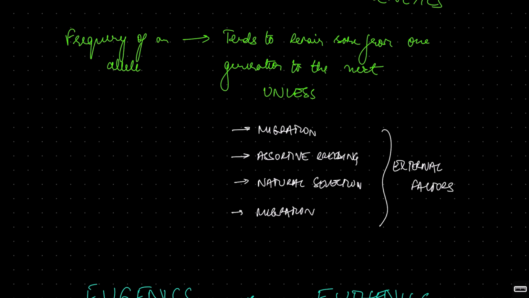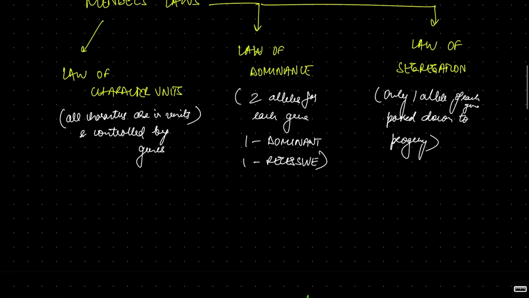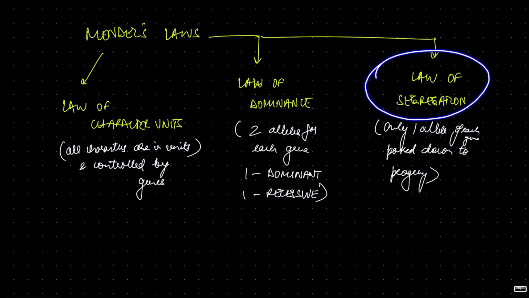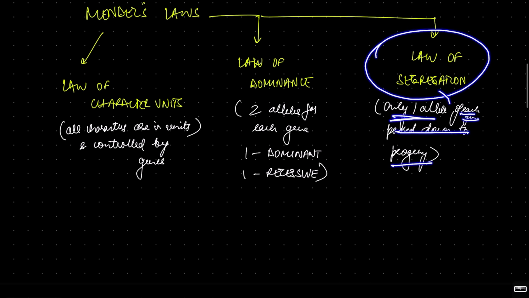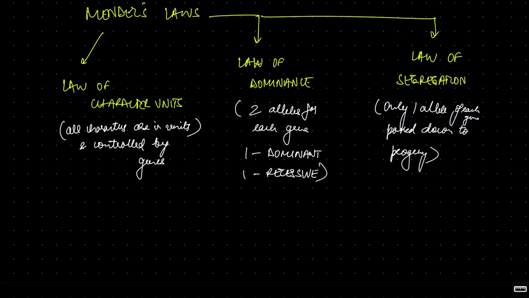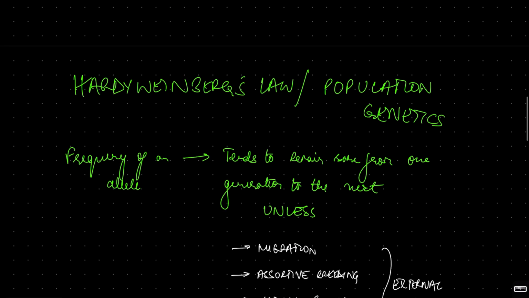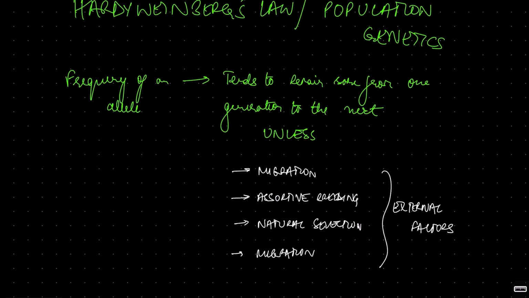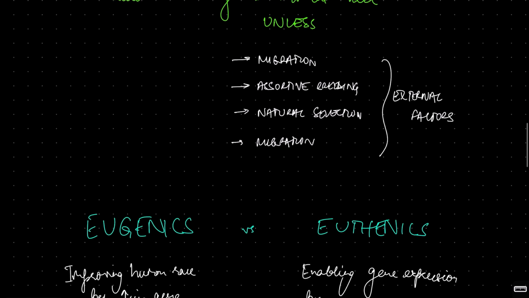It is a random segregation. Mendel's law of segregation says that only one allele of each gene is passed down to the progeny, and this one allele is completely random. It is not predetermined. So because of random passing on of the alleles from one generation to another, this frequency of the allele remains same. Understood?